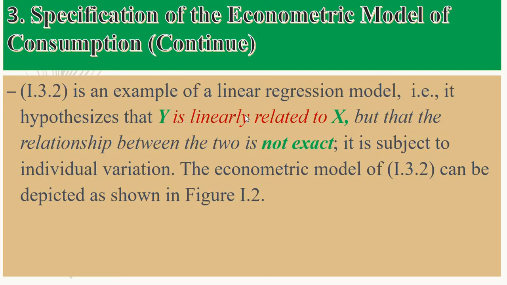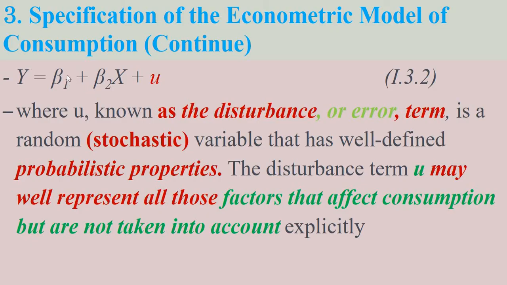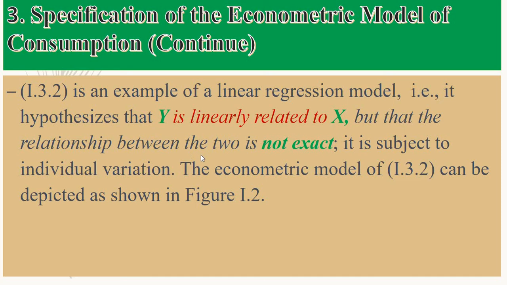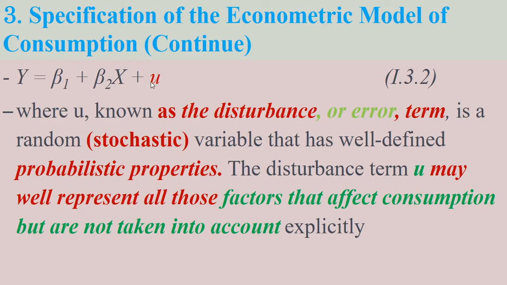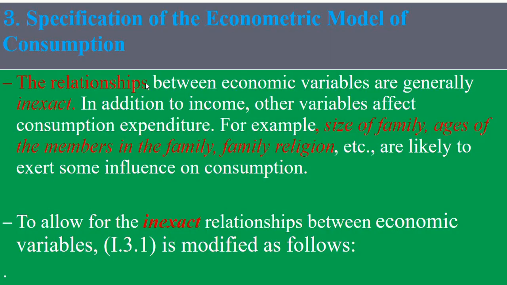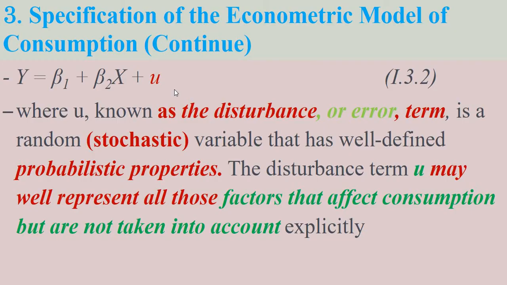Then we see that y is linearly related to x, because this parameter is 1 and this parameter is 1, but the relationship is not exact, because there are lots of variables that can affect our model. So we have already said that we have included all of these here.